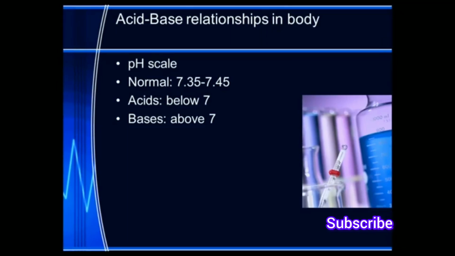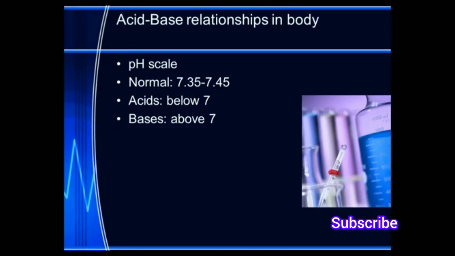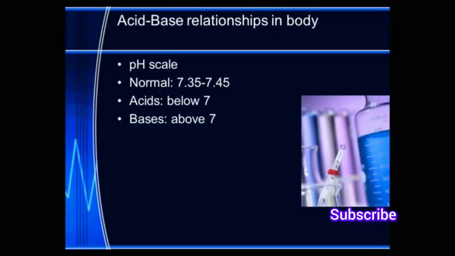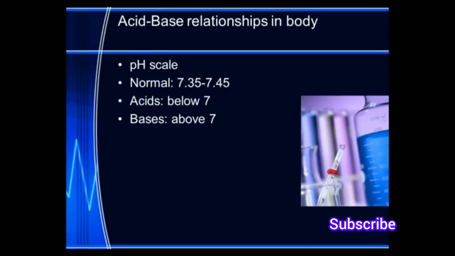Now you need to memorize that acids have a solution number or pH number below 7.0, and bases have a pH number that is above 7.0. So the normal human pH of 7.35 to 7.45 is slightly basic. The human body is just about ready to be unable to sustain itself for life when the pH falls below 6.9.